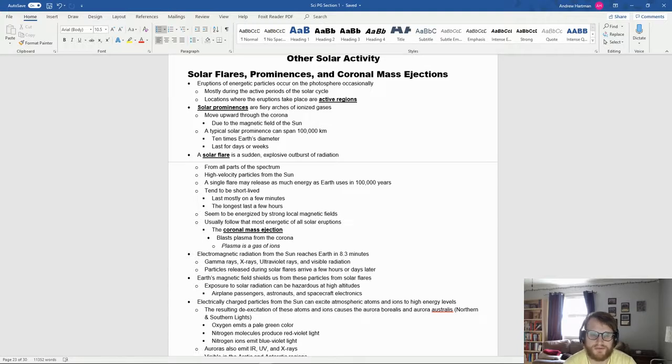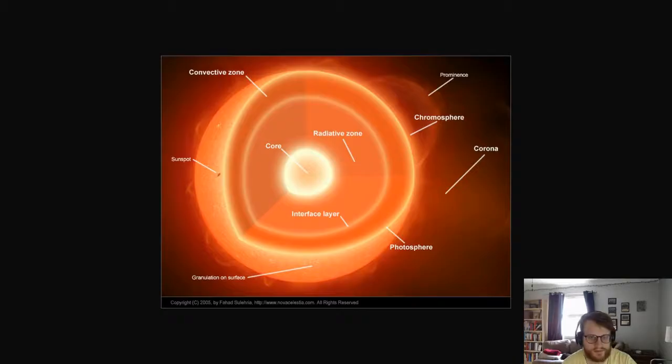The first one they want to talk about is solar prominences, which are fiery arches of ionized gas that move upward through the corona. Let's take a look at one of those, or a fake one. Here you can see an example of a prominence. It looks like it's shooting out gas and stuff. It's cool.